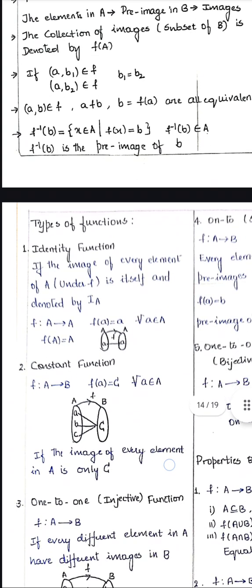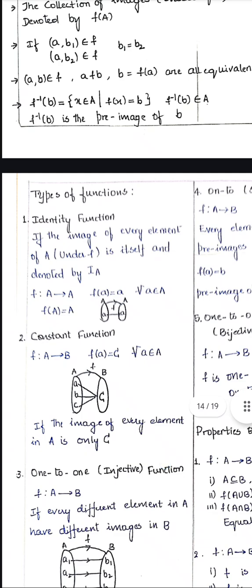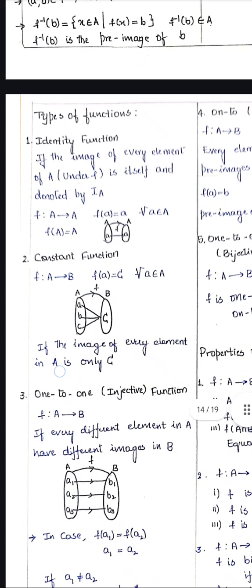f inverse of b is the set of x belongs to A such that f of x equals b. f inverse of b belongs to A. f inverse of b is the pre-images of b.